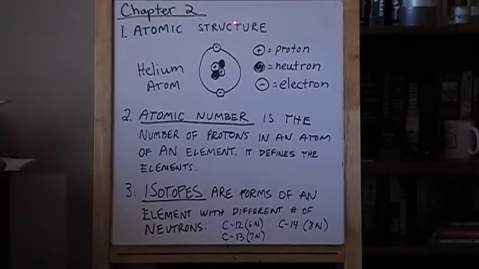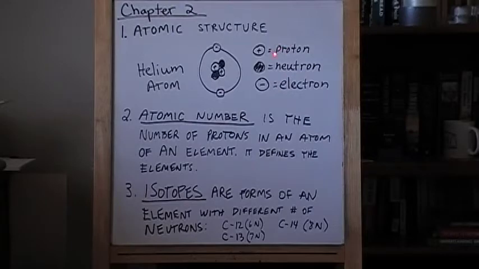In Chapter 2, we start out with a description of atomic structure. So an atom has three types of particles, and these are the proton, neutron, and electron. There are other types of particles, but these are the three that are the most important for biology.